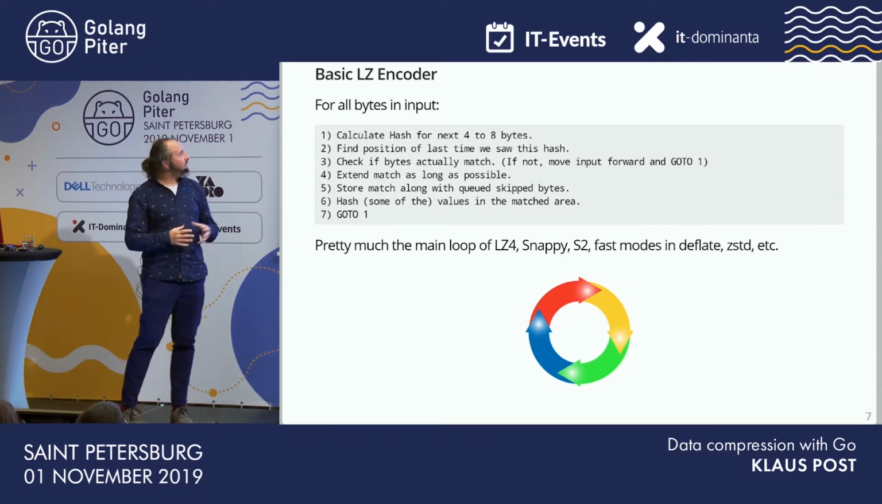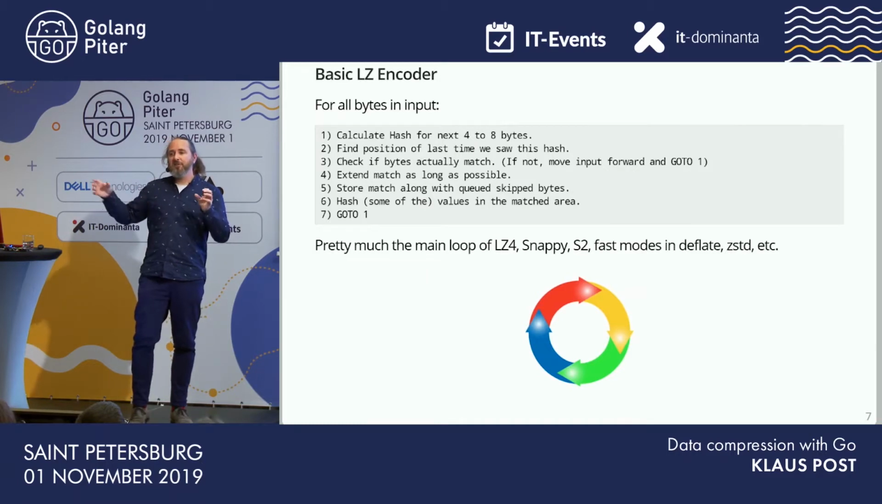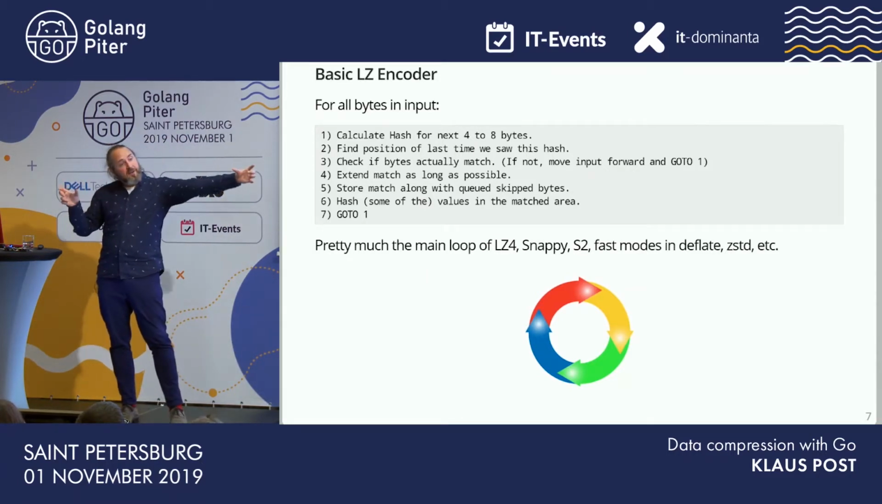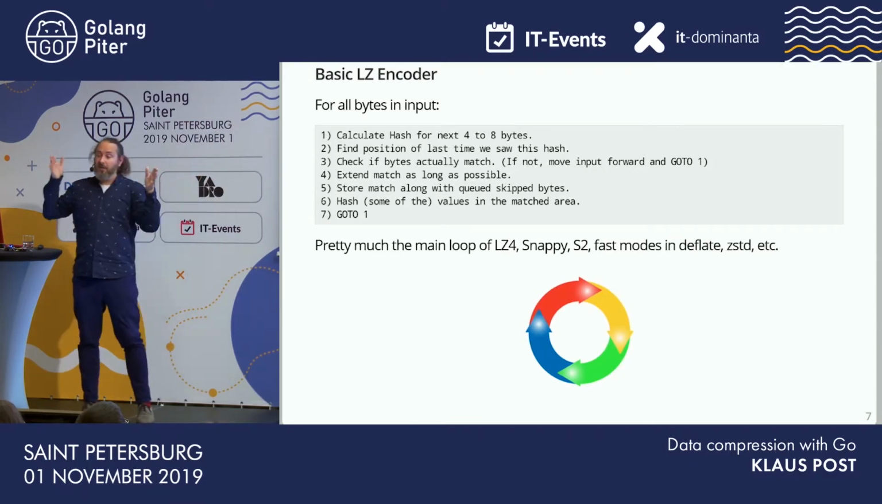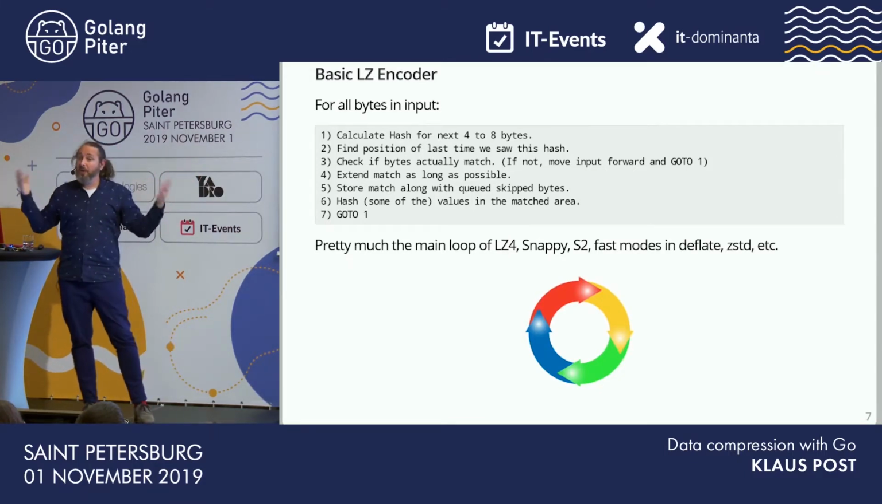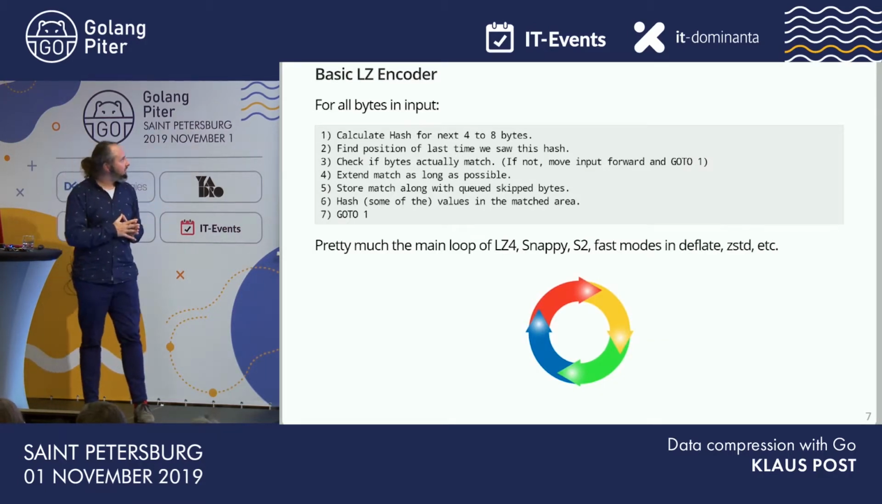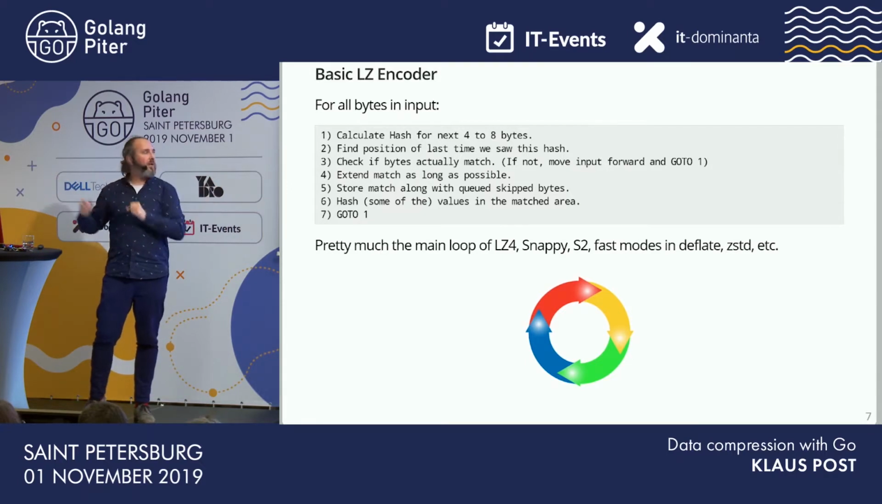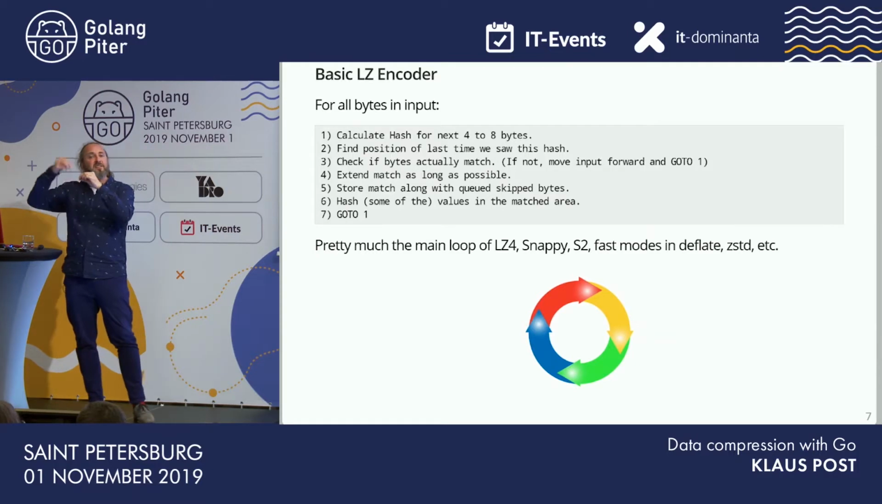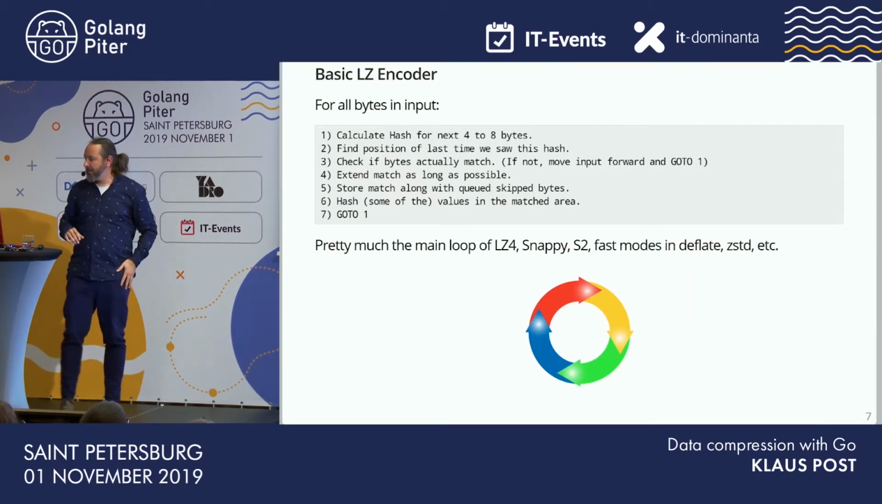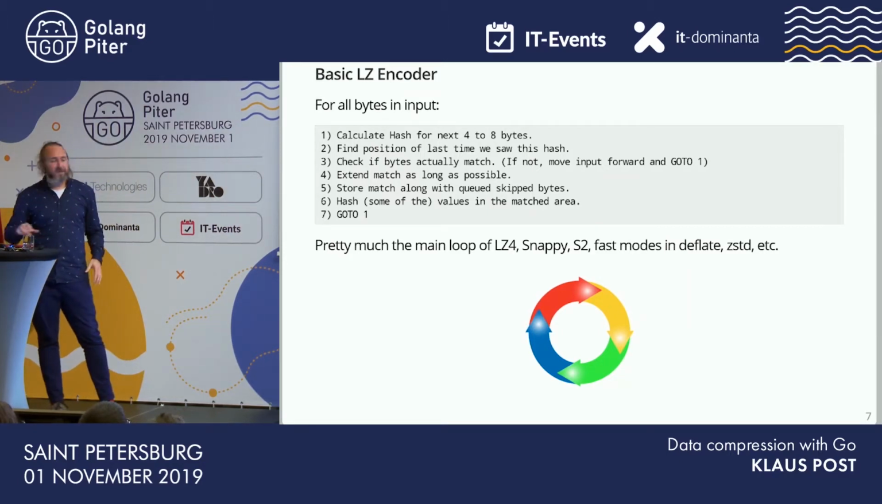If we find a match, then we try to extend it as long as possible. So we take whatever we found in our history and we compare byte by byte. And as long as they match, we know that we don't have to store these separately. And when we're done, maybe we calculate some hashes of the stuff that was matching, so other data can find that. It depends a bit on the implementation. But that's pretty much what LZ4, Snappy, and S2 do.